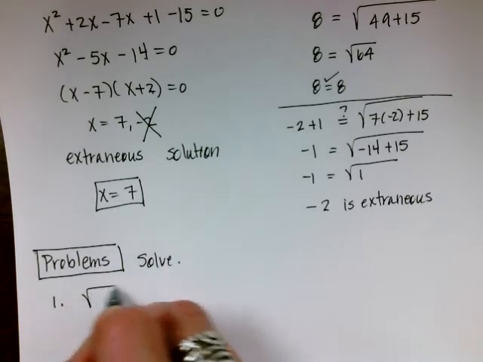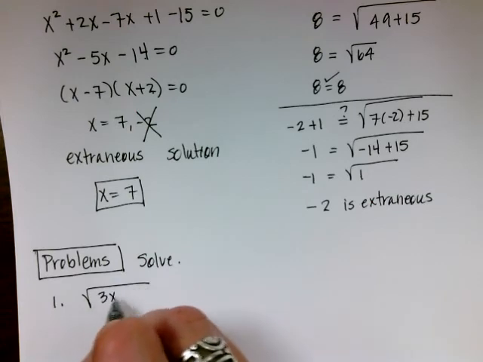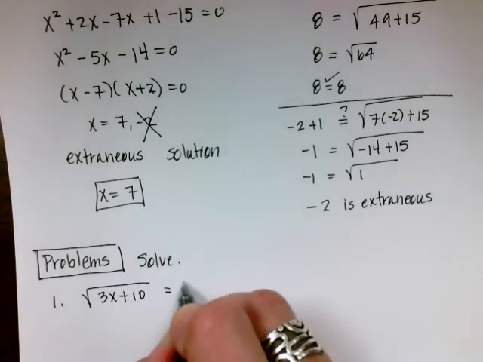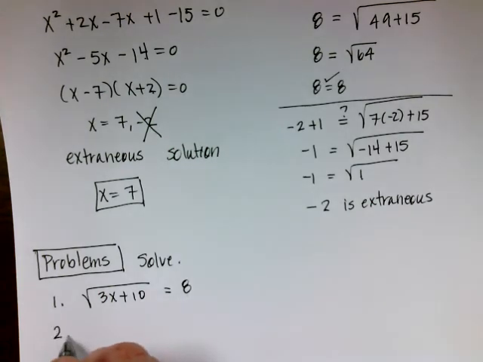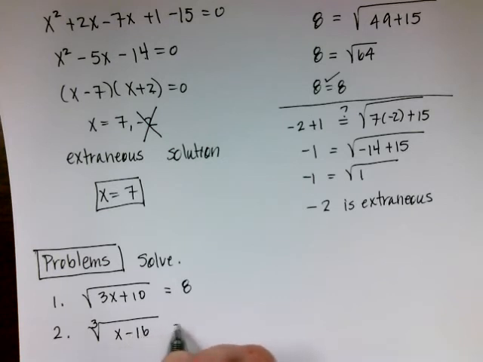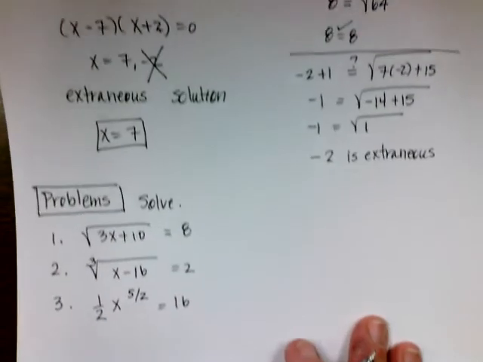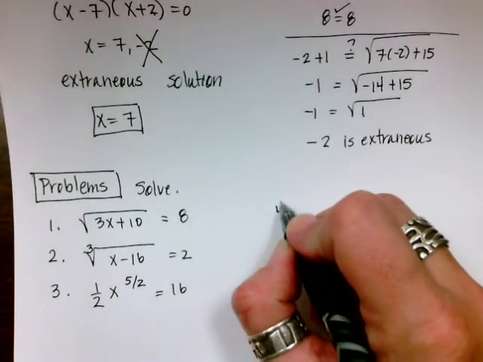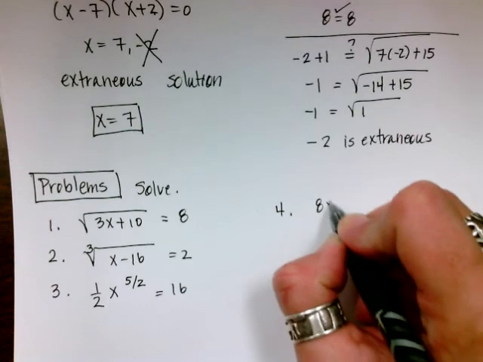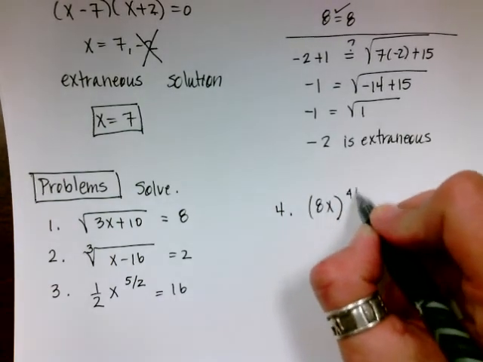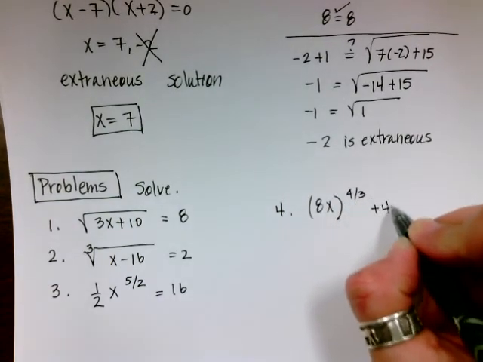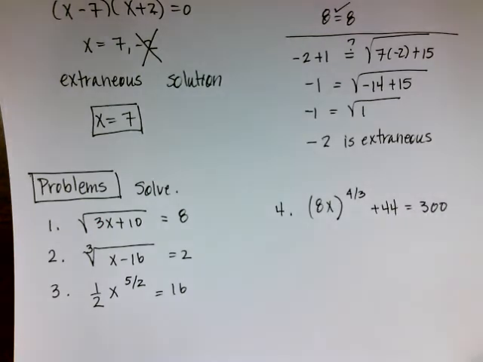Number 1, you're going to do the square root of 3x plus 10 is equal to 8. Number 2, you're going to do the cube root of x minus 16 is equal to 2. Number 3, 1/2 x to the 5/2 is equal to 16. Okay, number 4, we're going to have (8x) in parentheses to the 4/3 plus 44 is equal to 300.